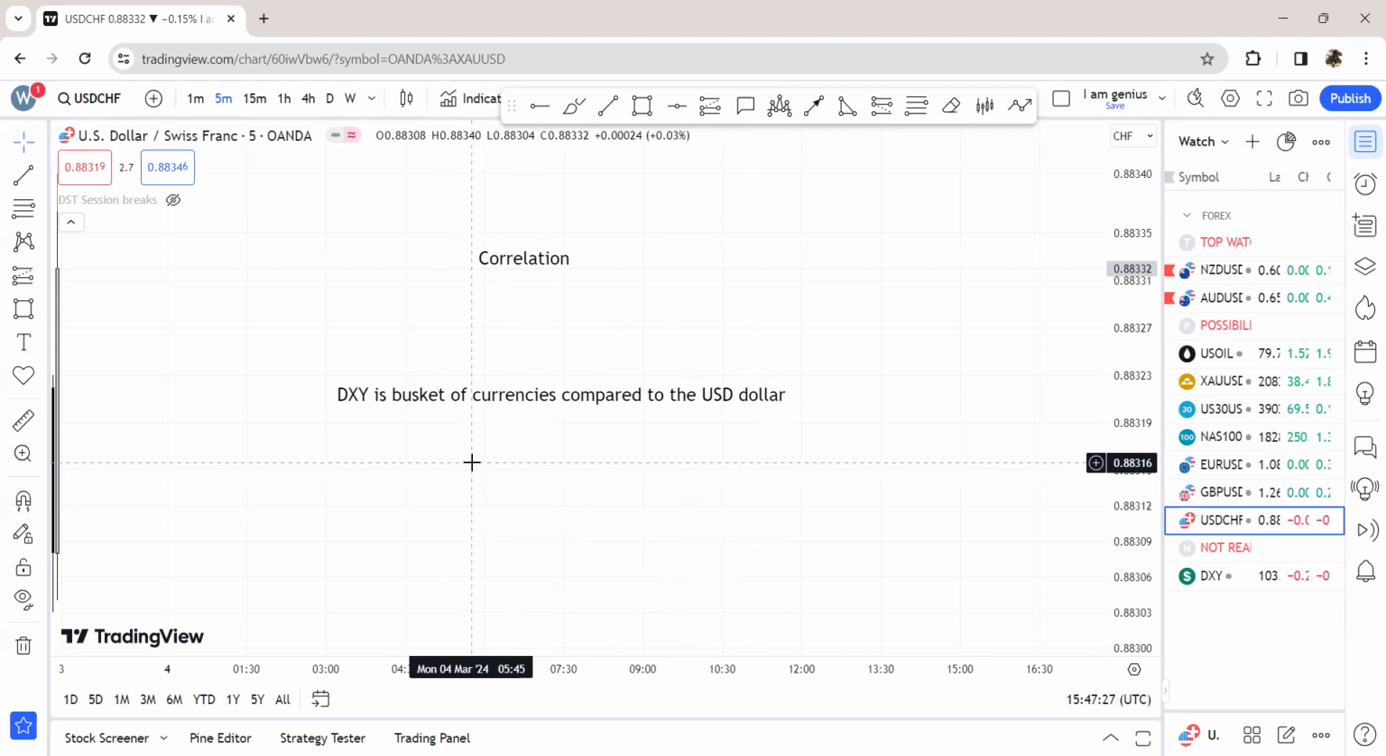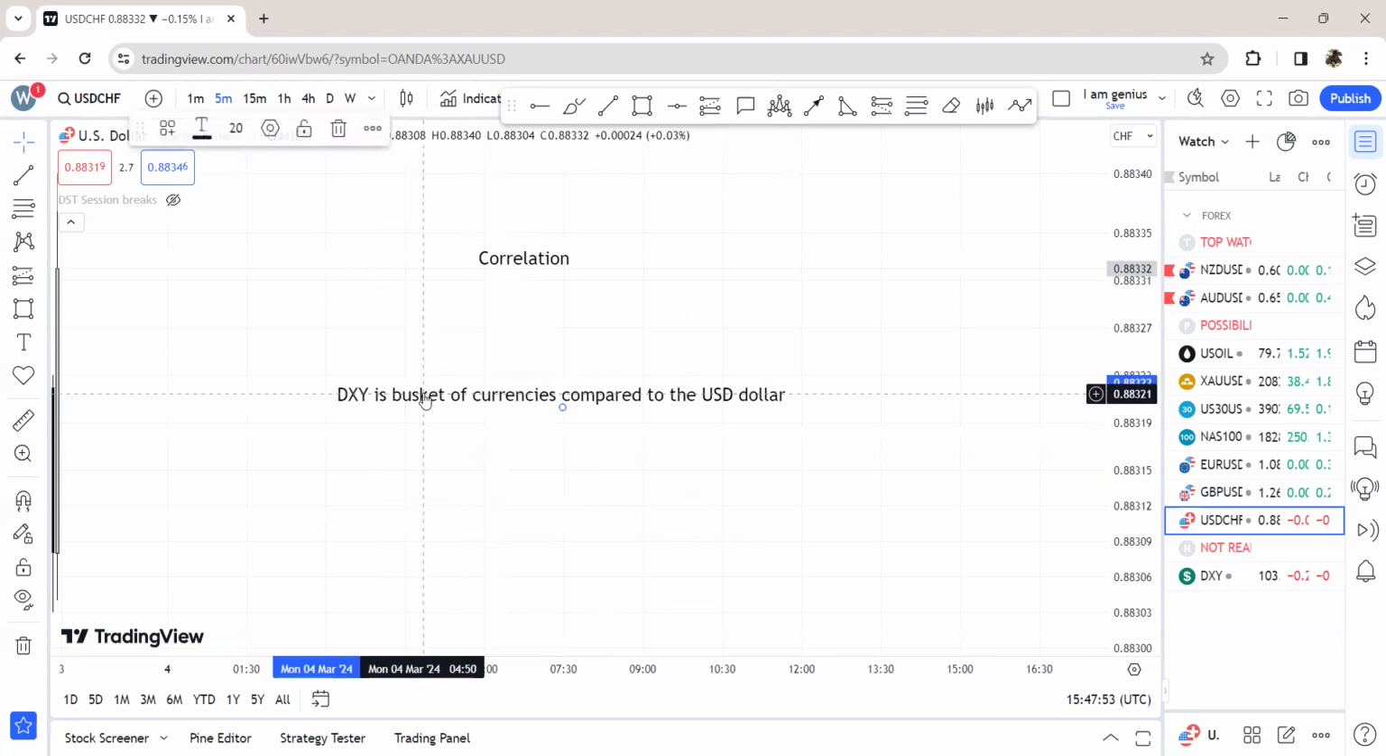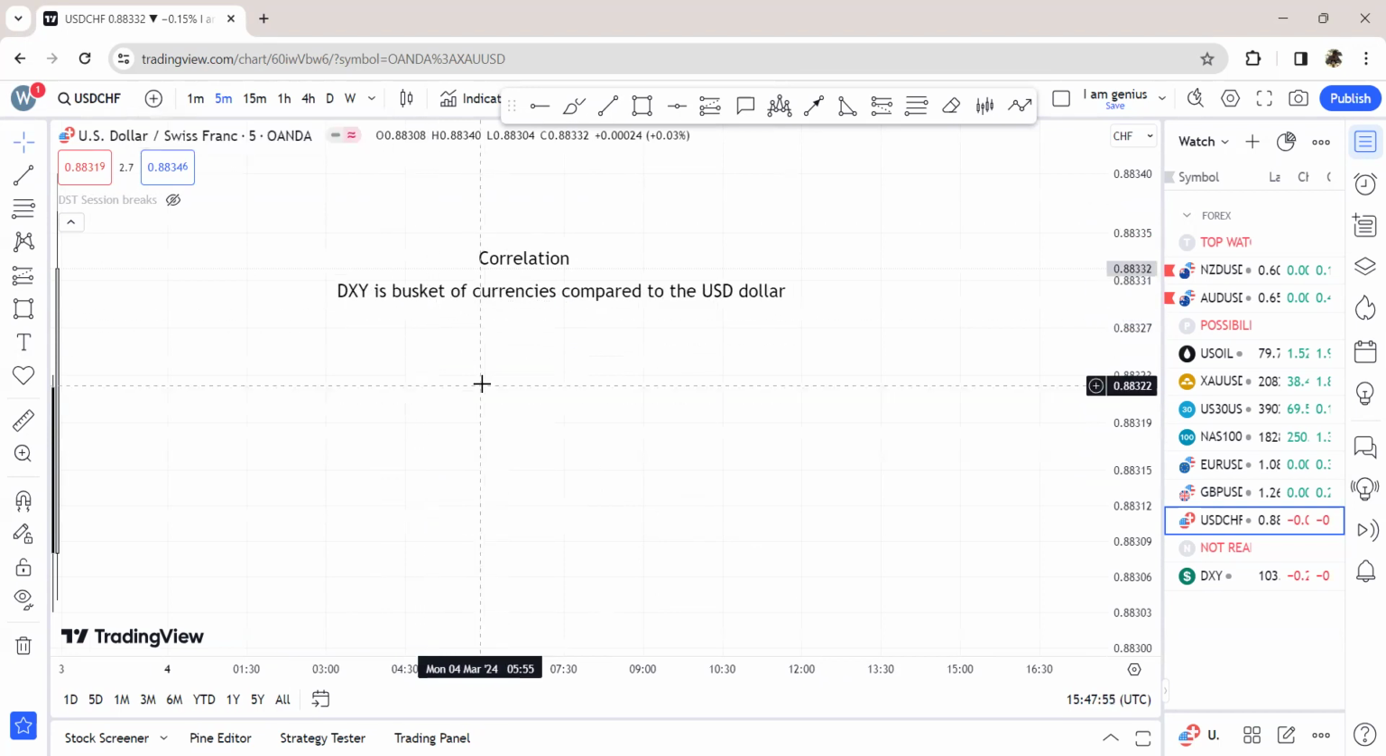Now, why is this important to know? Because the DXY represents the US economy. So whenever you see DXY, just know that it's a collection of currencies compared to the dollar. Or in other words, it's an index showing us how the US economy is doing. With that in mind, we're going to have a refresher now.